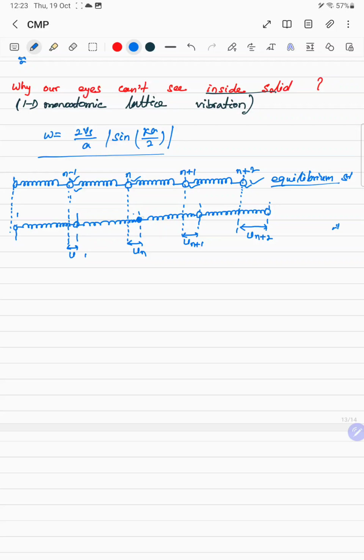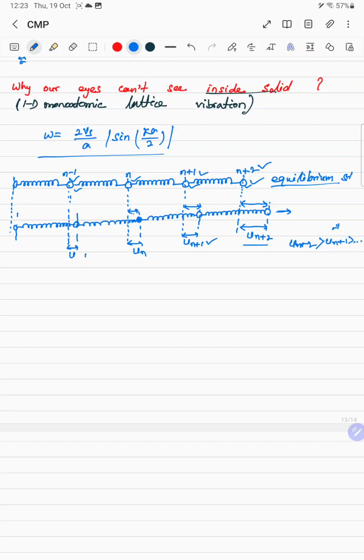Now, if the atoms get displaced by any means, let's say, their displacement is also not equal. See, for this atom the displacement is maximum, and for this one the displacement has decreased. It decreases even more on this side. So the displacement u of the (n+2)th atom is greater than the displacement u of the (n+1)th atom.